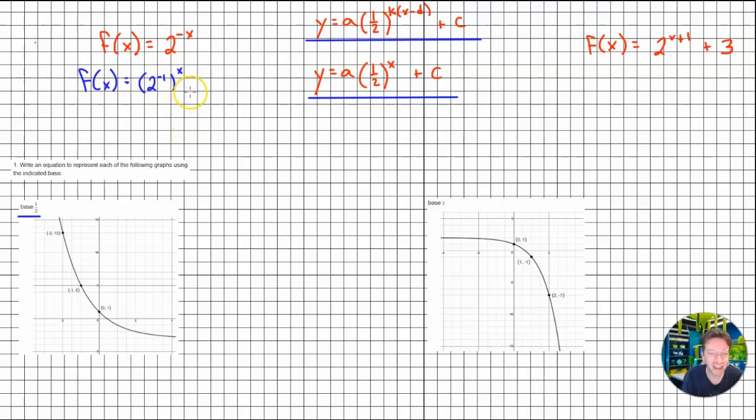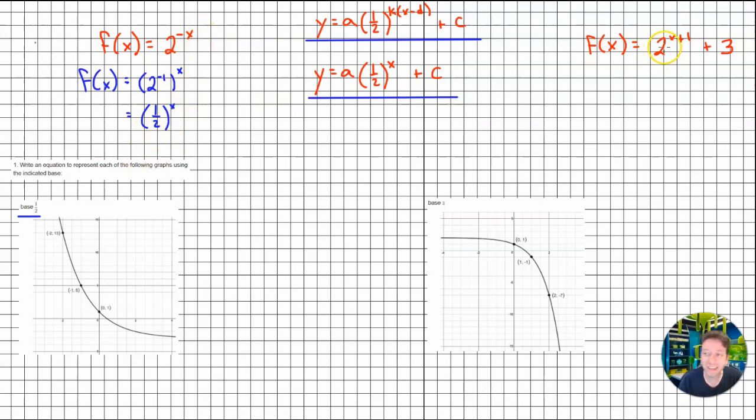And how can I do that? Well, remember, a power to a power, you just multiply the exponents. So those are equivalent. And then what? Well, what's 2 to the negative 1? Well, that's just a half. So that just means that this is 1/2 to the power of x. So 2 to the negative x is the same as 1/2 to the x.